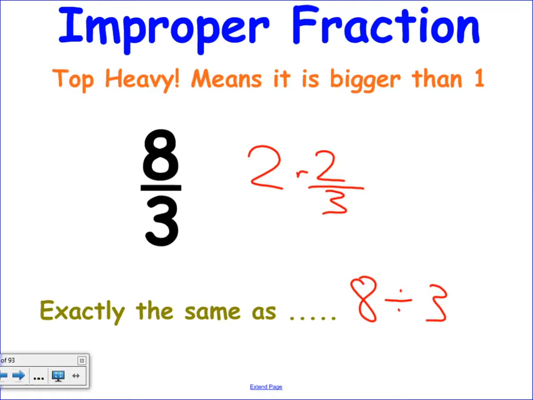Anybody know what we call that? 2 and 2/3. If I get rid of the little r, which shouldn't really be there, what do we call 2 and 2/3? What sort of number is that? 2 full ones, yeah? Yeah, it's called a mixed number. 2 and 2/3 is a mixture of whole numbers and fractions. So we call that a mixed number.